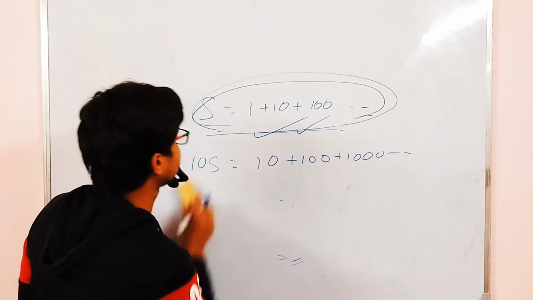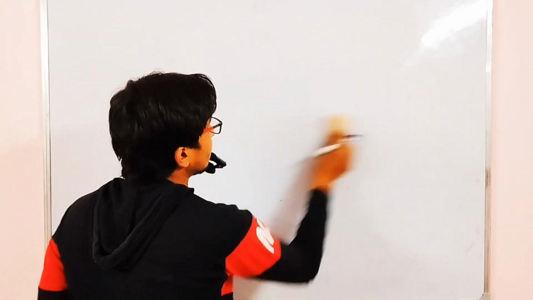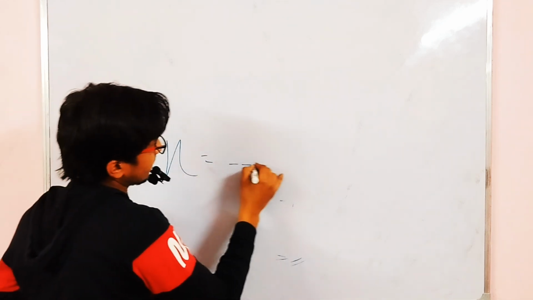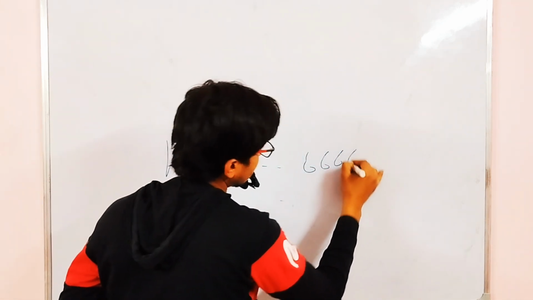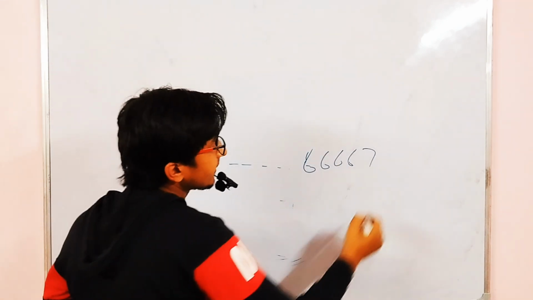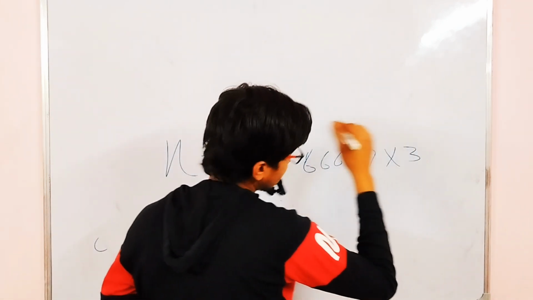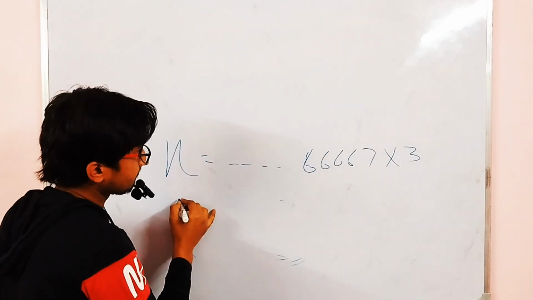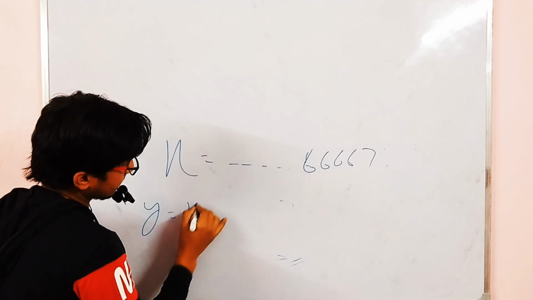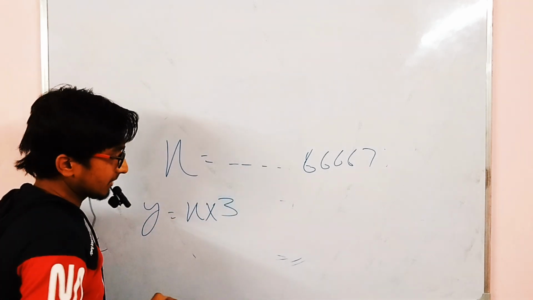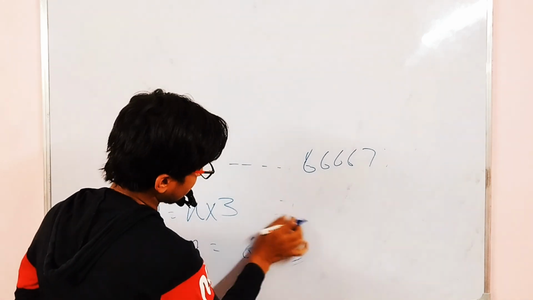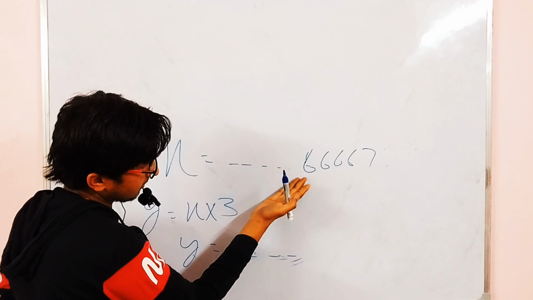Let's see, understand. Suppose I'm giving you another series, name this series as x. I'm giving you some number like this: 66667. Now I'm multiplying the number by 3. Now understand what number will come. If this is x and I multiply it by 3, x multiplied by 3, what will it give? The 6s go up to the infinite position.